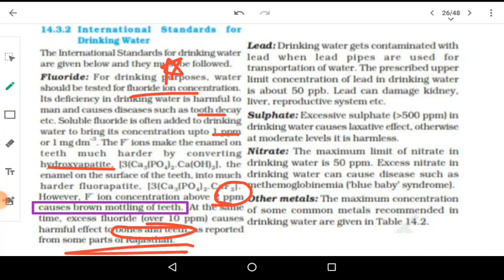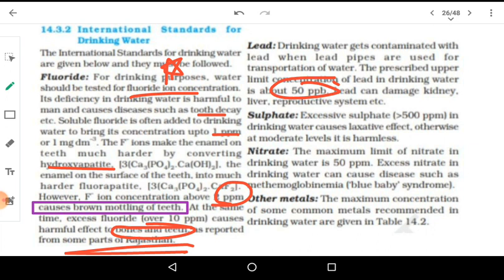Let us now see about lead poisoning. Drinking water gets contaminated with lead when lead pipes are used for the transportation of water. The prescribed amount of lead is 50 ppb. This is important. And if it exceeds this 50 ppb, what is happening? It can damage the kidney, the liver, and also the reproductive system. Now let us see the sulfate.